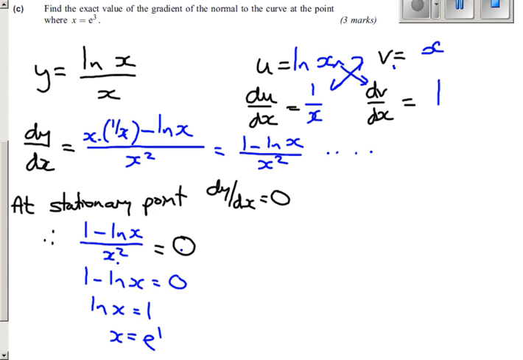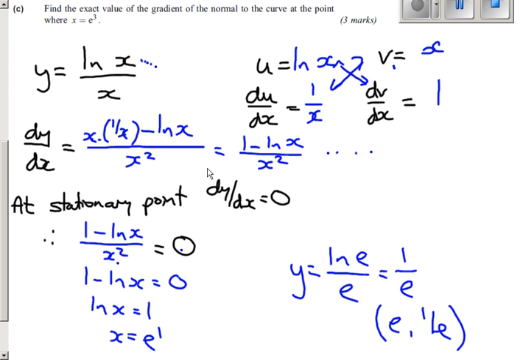Not quite finished, because again it does say the coordinates. So I've got that the x value is e. I need to find out what the y value is as well. Go back up here. So I get the ln of e divided by e. The ln of e is 1. So we get 1 over e. So it's at that maximum point there at (e, 1 over e).